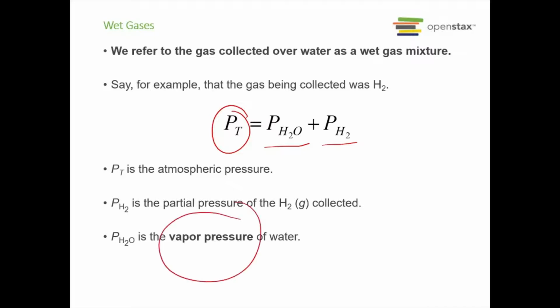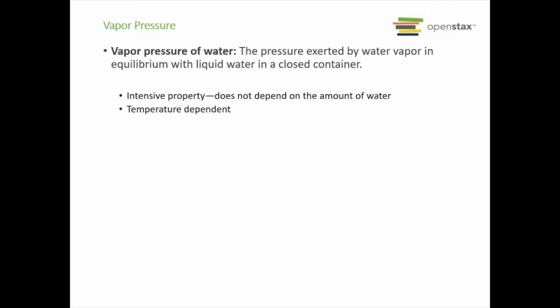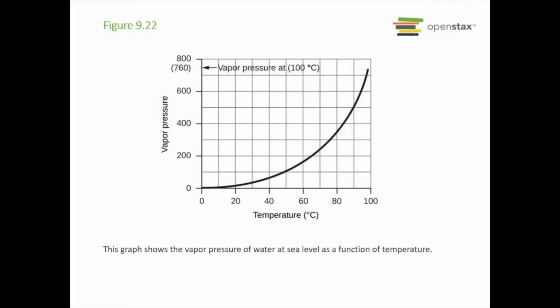Now this vapor pressure of the water depends on the temperature of the water. And this is the pressure exerted by water vapor in equilibrium with liquid water in a closed container. This is an intensive property. It has nothing to do with the amount of water, but it is very much so temperature dependent. The nice thing though is it's been found for you. So if you're doing this type of problem, it'll tell you the temperature of the water. So you then need to look up what the vapor pressure is.